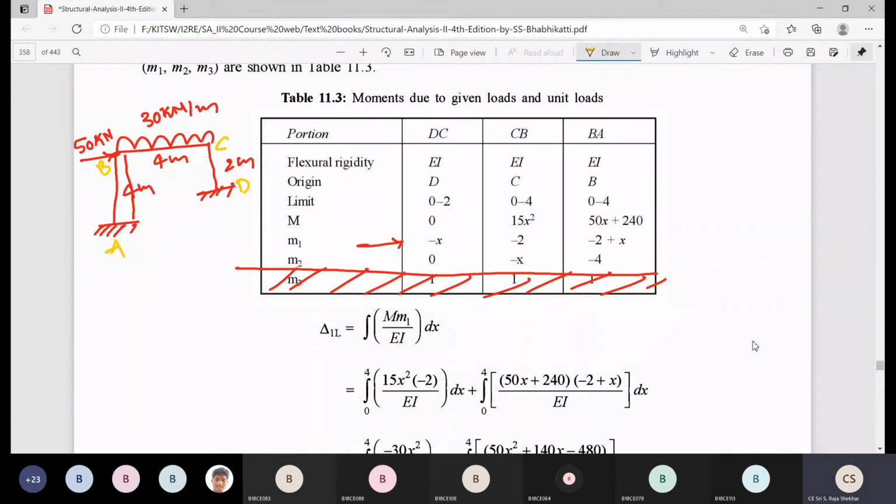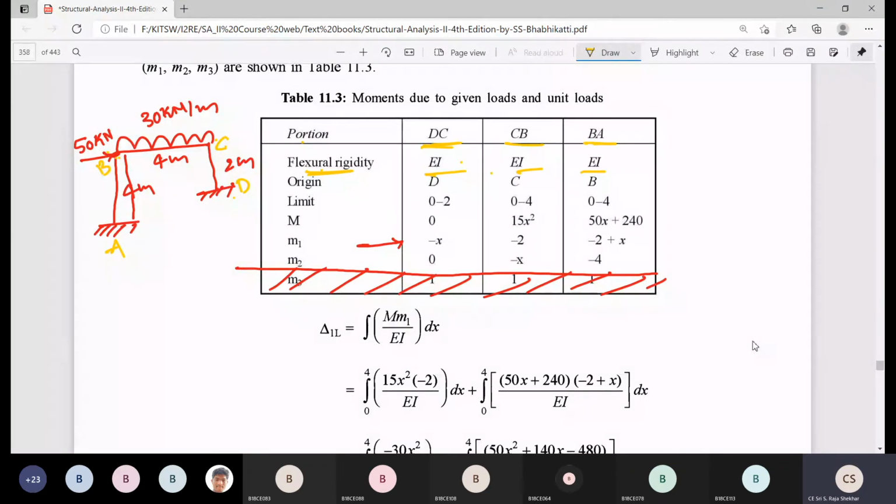Now I'm writing the table. First are the members: DC member, CB member, BA member. After that, flexural rigidity. Flexural rigidity for all these members is the same, so I write EI. If it is different, we need to write it here: if it is 2EI, we write 2EI, and if it is 3EI, we write 3EI. Flexural rigidity for the CD member is EI, for the CB member EI, and for the AB member EI.